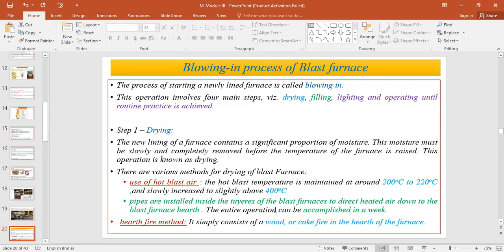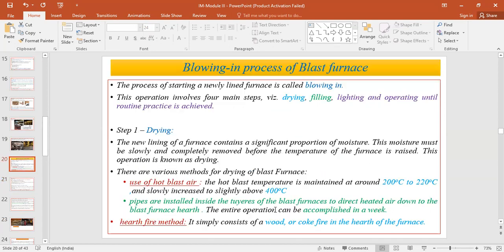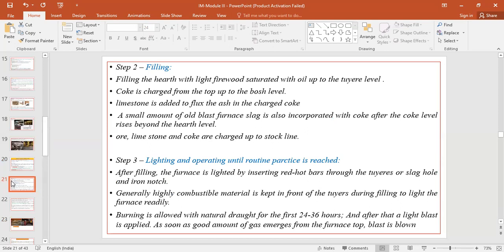The second one is the hearth fire method. This consists of filling the hearth with wood or coke fire. You just fill it and then ignite it so that it keeps on heating and the drying takes place. These are the two methods. Once the drying is done, the next step is filling. You need to fill the blast furnace to a certain height with fuels. Okay. So the second step is the filling.